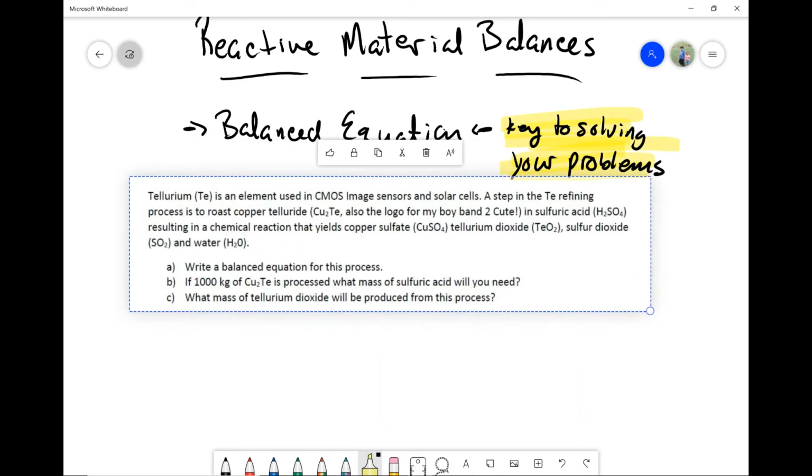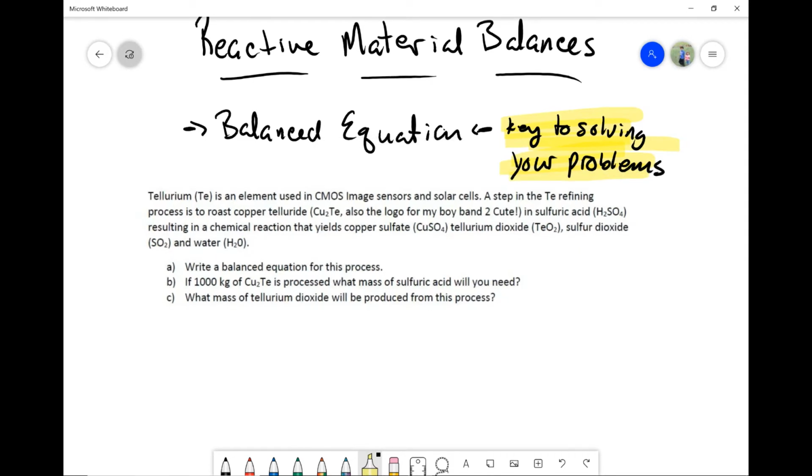All right, so this is one of my favorite problems. Tellurium is an element used in CMOS image sensors and solar cells. If you are familiar with Telluride, Colorado, that telluride, I believe, is tellurium oxide. It's mined there, I believe. I don't know where it used to be. I'm throwing in useless trivia. Let me get back to the problem.